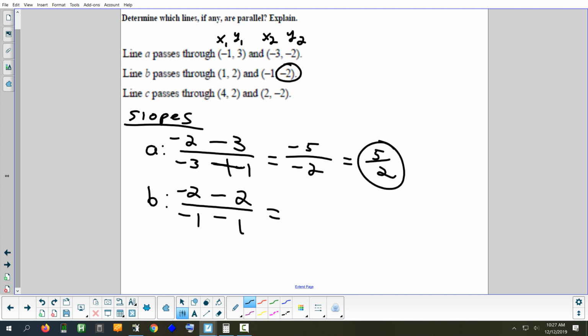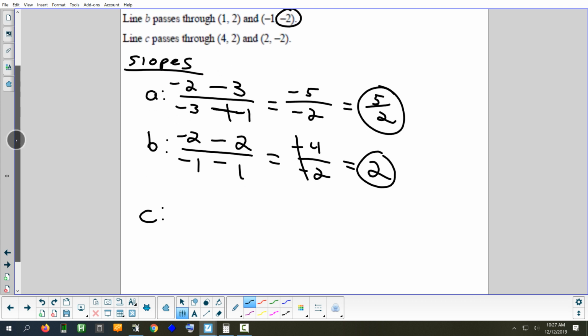Right, let's check this. This isn't looking good. -2 take away 2 is how much? -4. Well, that's not what we had in the other one. And what's -1 minus 1? -2. What's a negative divided by a negative? Positive. Do those lines have the same slope? No. So we know that A and B are definitely not parallel. The only question is C parallel to any of them? So if we get a slope of 2 or 5/2, it could be parallel. Okay, let's check.